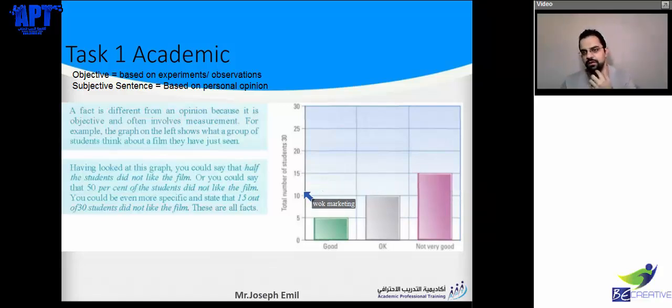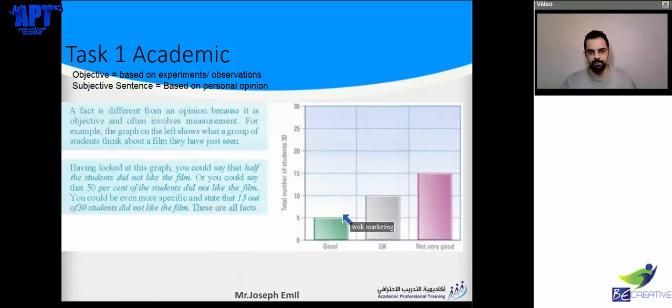So you can say half of the students did not like the film, or you could say that 50% of the students did not like the film. Half, 50%. You could even be more specific and say 15 out of 30 students did not like the film. These are all facts, and you can approach these facts from an objective point of view in many styles. You can say 1/2 or a percentage or just the numbers, 15 out of 30. Remember to vary between these styles when you mention the other graphs.